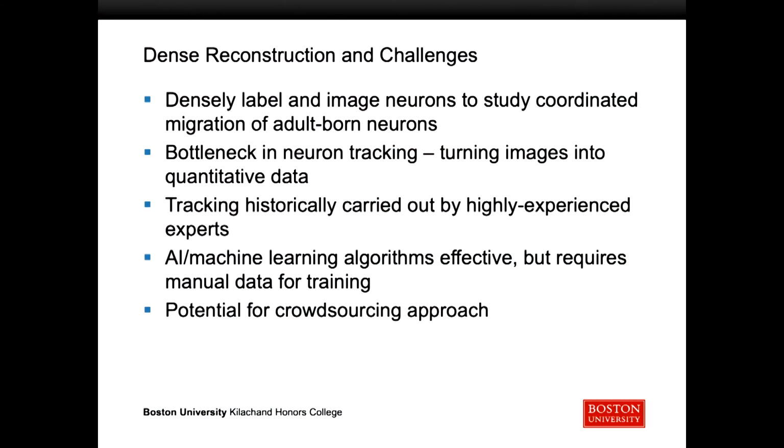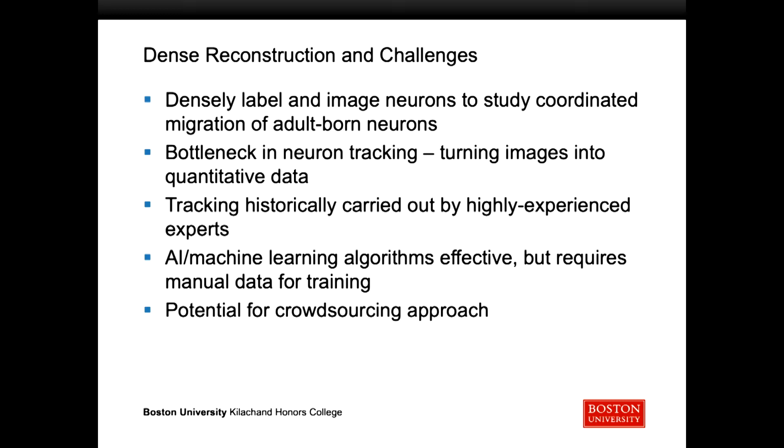Okay, cool. Adult neurogenesis is really cool. What are we going to use to study it? Well, the technique we're using is called dense reconstruction. And what dense reconstruction entails is densely labeling a bunch of neurons in a population. And then using that, we can image that and then study the coordinated migration. Because neurons are densely labeled, you do have a lot of advantages. One, you generate a lot more data. Two, you can study interactions between neurons. And three, you can study this coordination or population level dynamics.